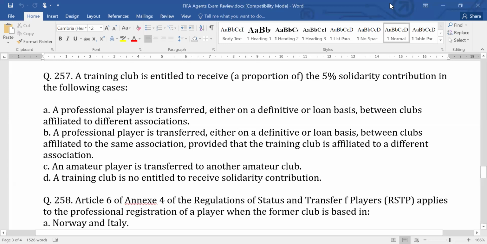257 is one. When a player is transferred, as I said before, either loan or permanent, solidarity will be due, especially if it is with a different association. Then also, if a professional, for example, now, the same Chelsea example I gave, if that player that left Nigeria to Chelsea is now leaving Chelsea to Arsenal, what the law says is that the training compensation will only.